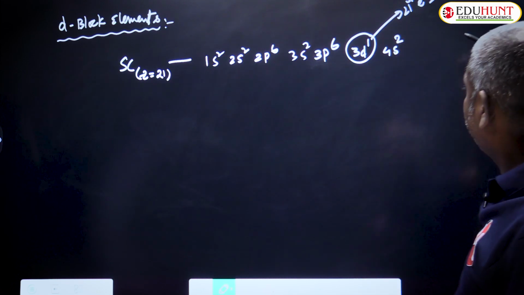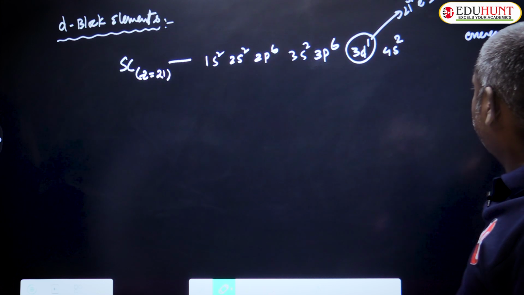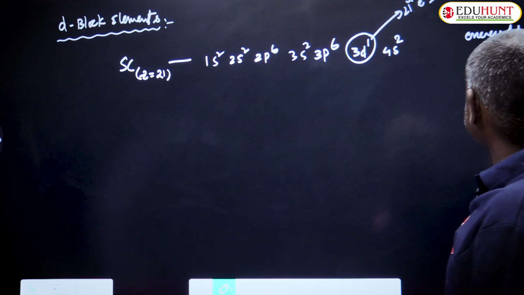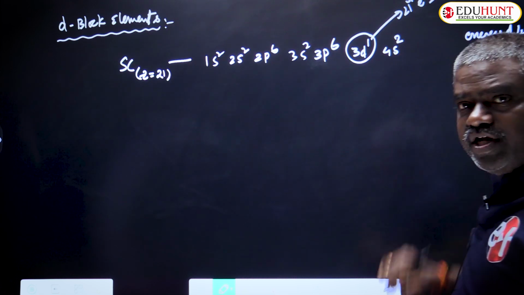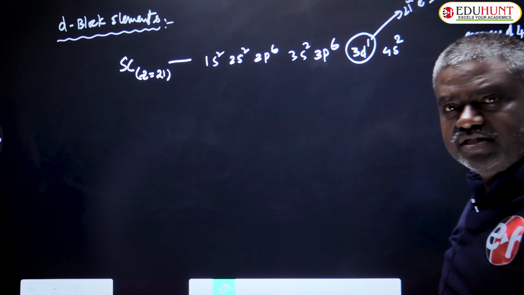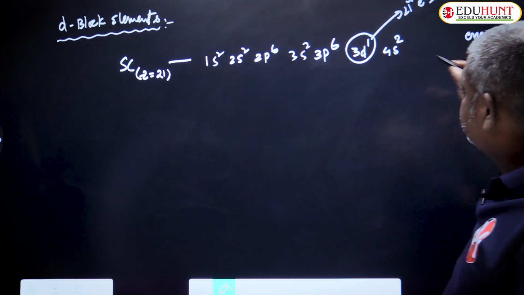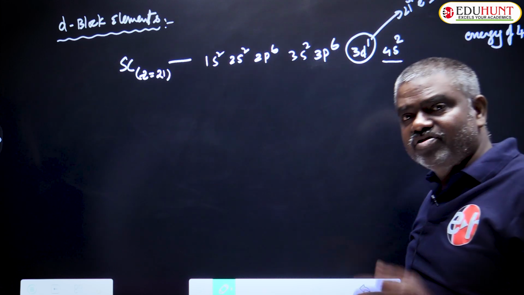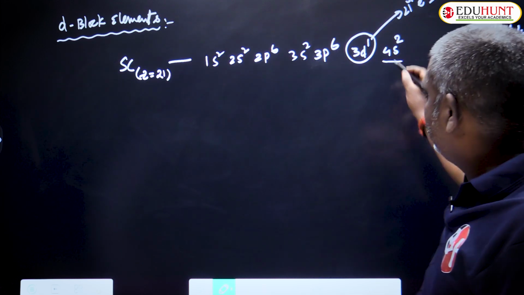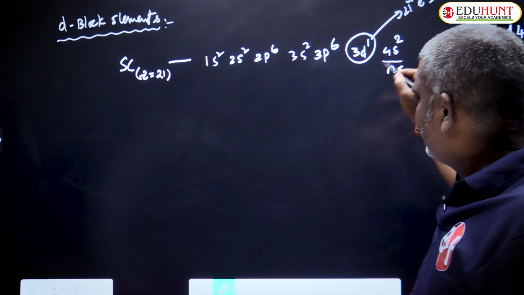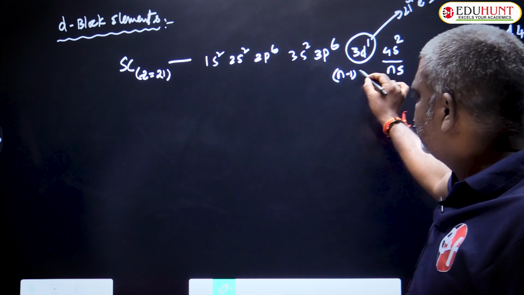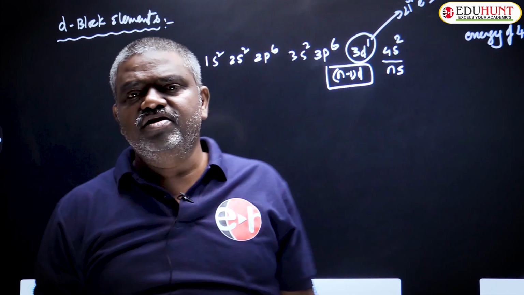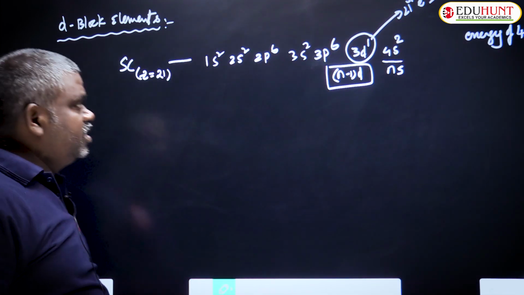Why? The energy of 4s orbital is less than the energy of 3d. Hence, first the 4s orbital is completely filled with electrons. After completion of 4s orbital, the electron enters into 3d. So the valence shell is ns and the d orbital is n-1 d. In the case of all d block elements, the differentiating electron enters into n-1 d orbital.